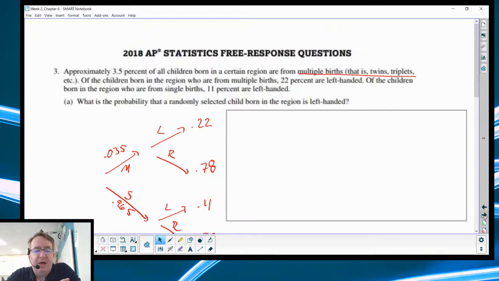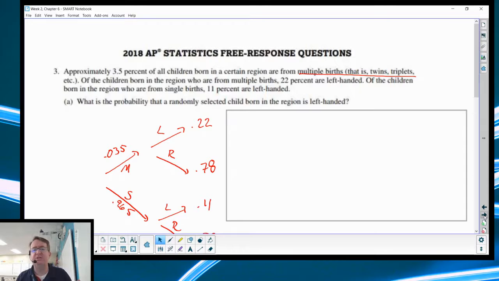So the first situation is this. Approximately 3.5% of all children born in a certain region are from multiple births, meaning twins, triplets, etc. Everybody else is a single birth, and of those children who come from multiple births, 22% are left-handed. Of the children born in the region of single births, only 11% are left-handed. So the first question is, what's the probability that a randomly selected child born in the region is left-handed?